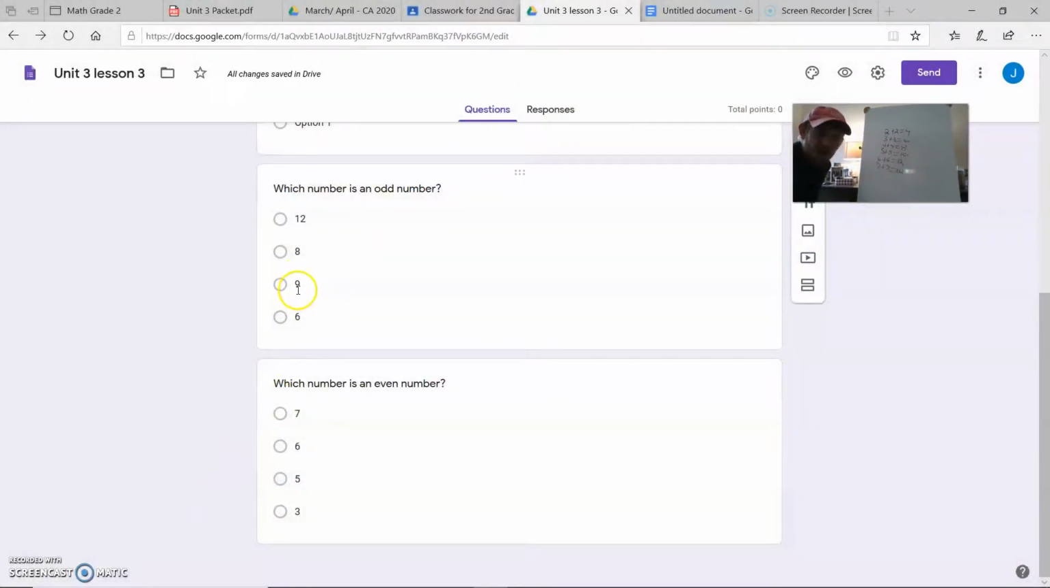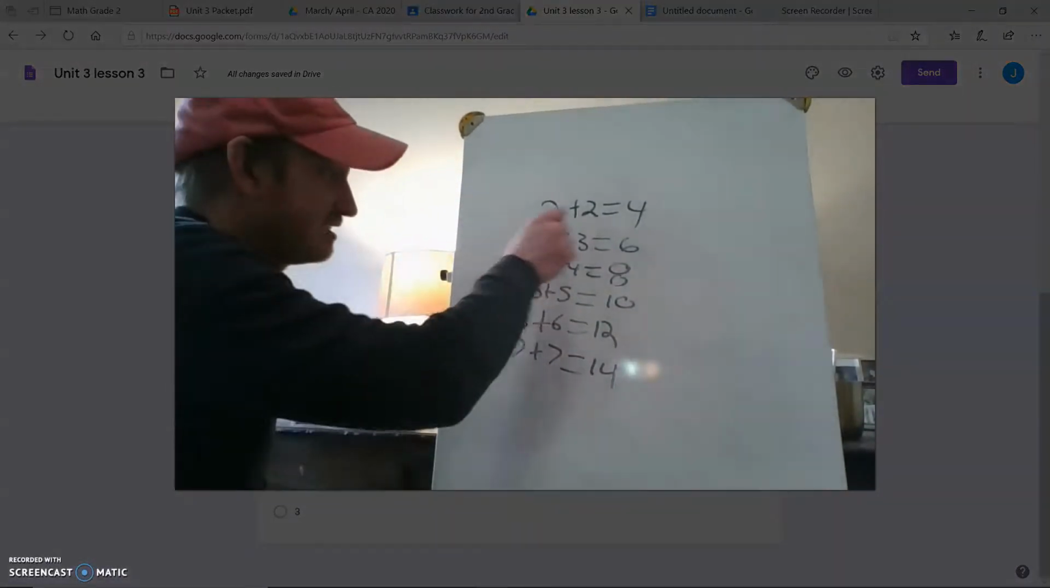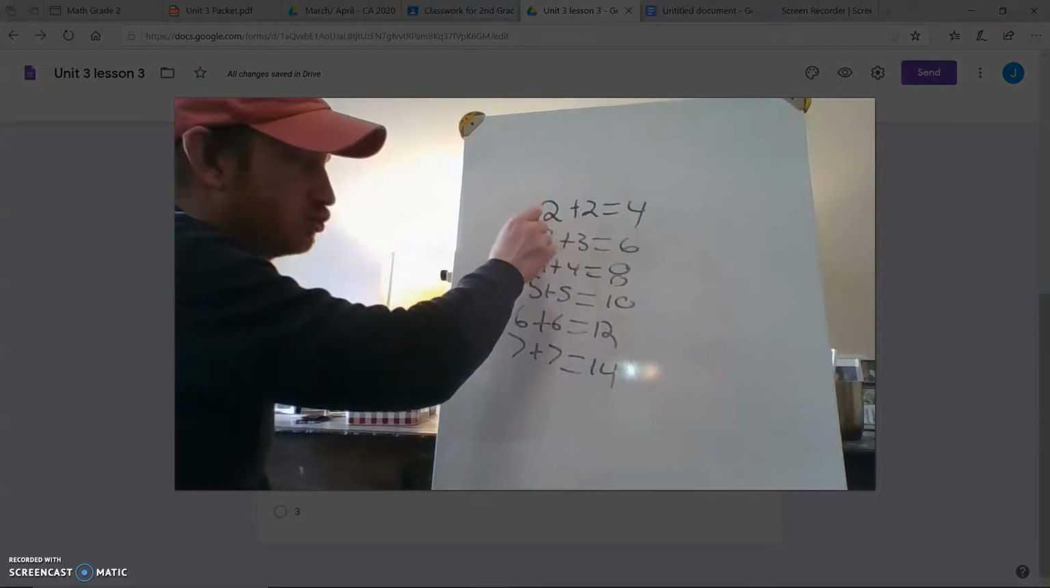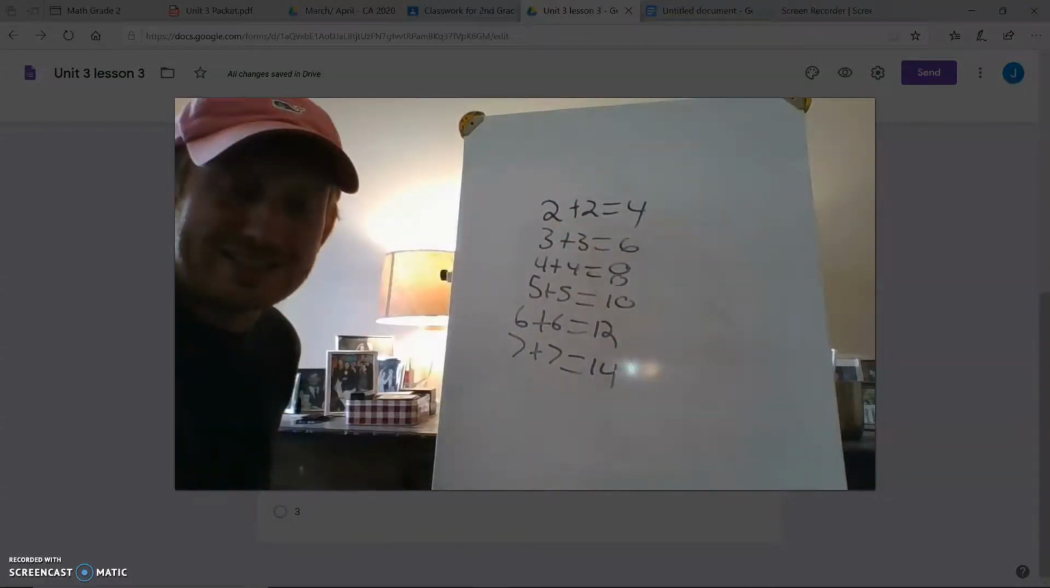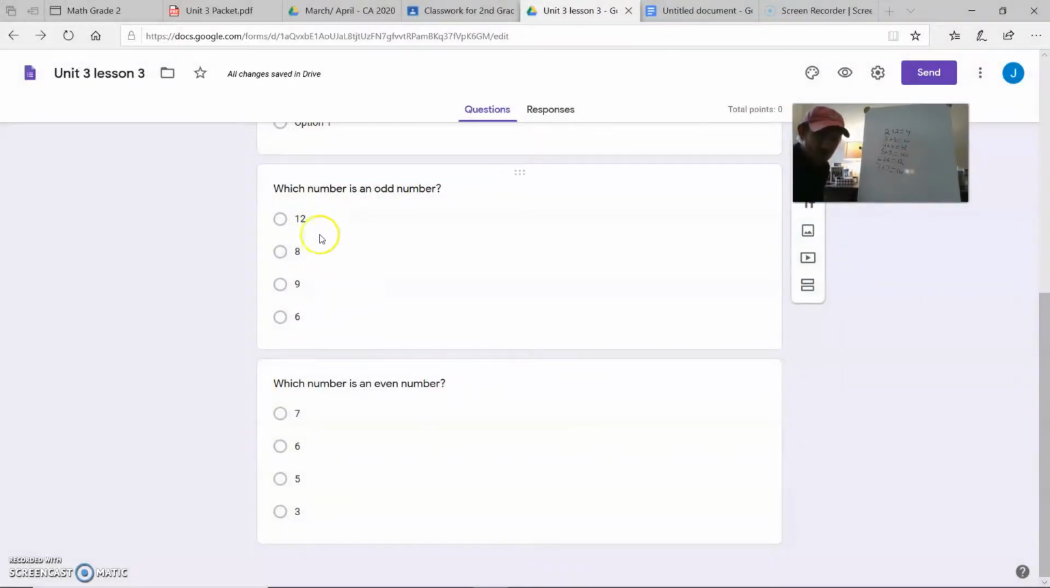And then just to double check, we'll look at 6. But as we can see, 6 is right here with 2 equal groups of 3. So we know that it is even. So the answer to your third question is 9. 9 is an odd number.